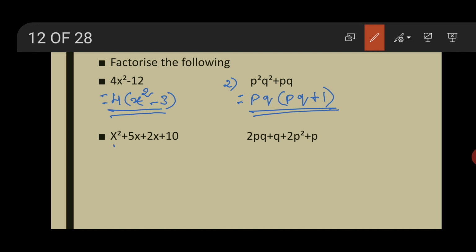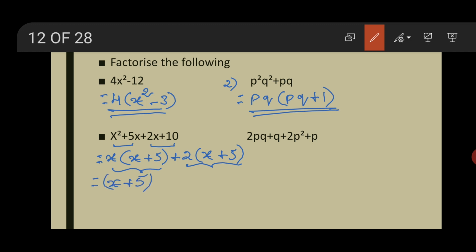Next, this problem we have to factorize by grouping them. Take common factor to these two terms. X is the common term, take outside. What is remaining? X plus 5 is remaining. Now 2x plus 10, 2 is common, take outside. X plus 5 is remaining. Again, in these two terms, common factor x plus 5, take outside. Here x plus 2 inside the bracket. So we can factorize in this way also.